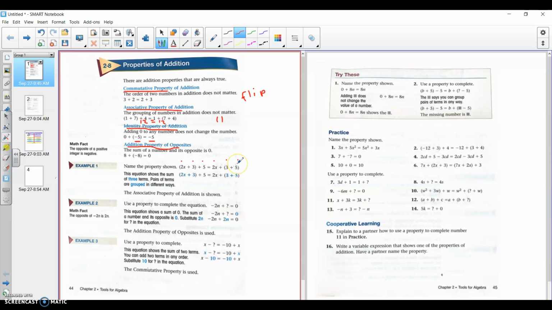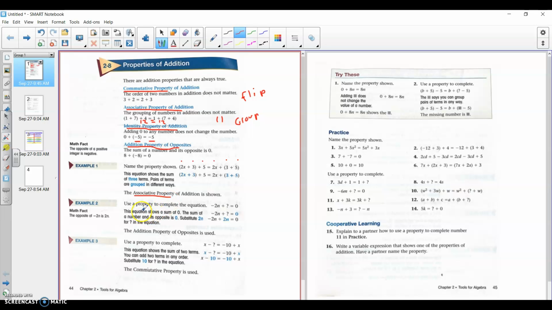So left side and right side have the same digits. The group here is 2x plus 3. On this side is 3 plus 5. And since I used the word group when I was doing this, and I see that there are parentheses, I know very well that I am dealing with the associative property. So example number 1 is the associative property.